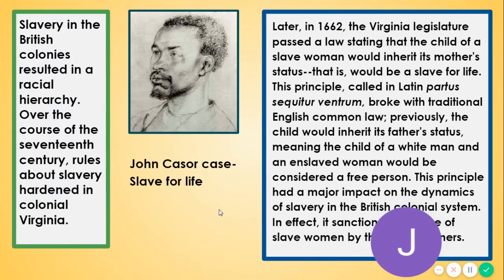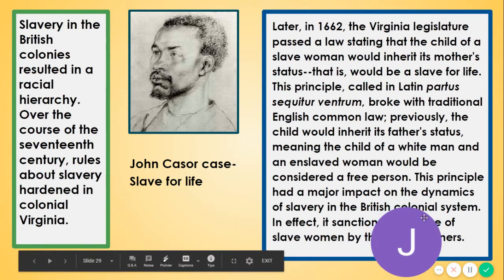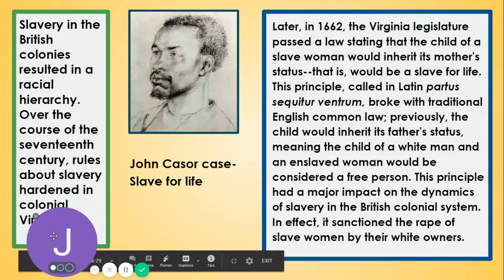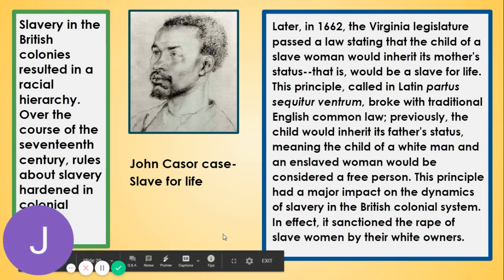and fighting back. Here's a picture of John Casor. You read about him in the reading, and the courts did determine he could not be considered an indentured servant, that he was, in fact, a slave for life, so he could not be free. So there's a sketch of him.